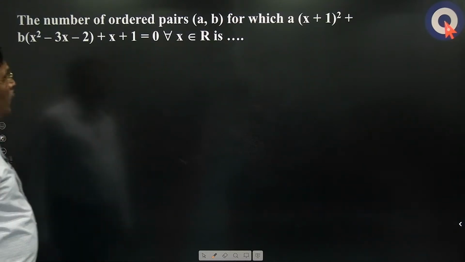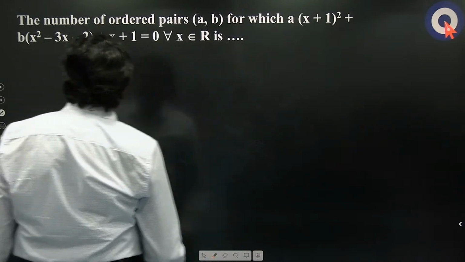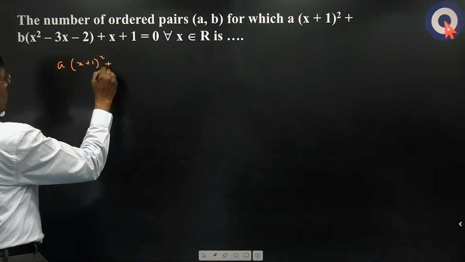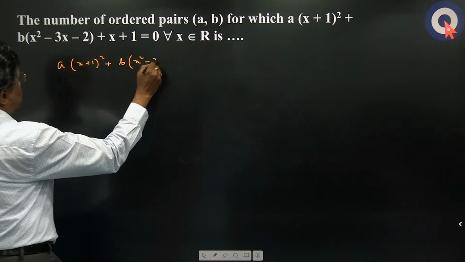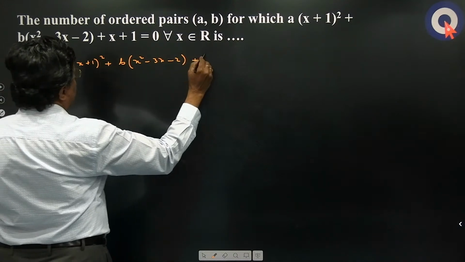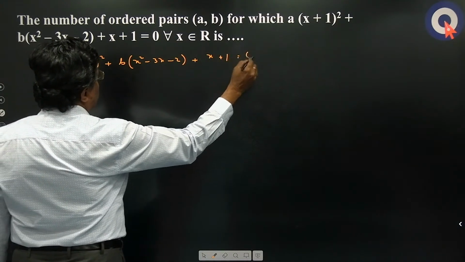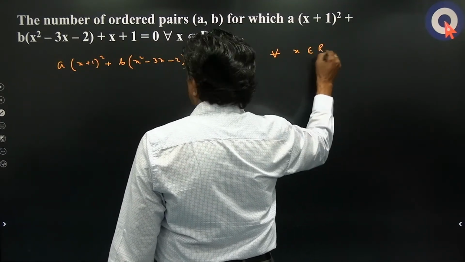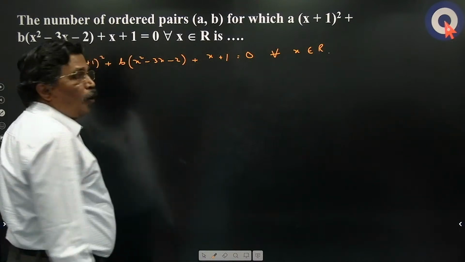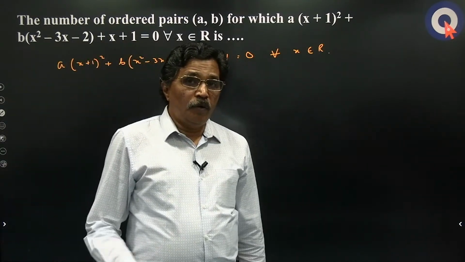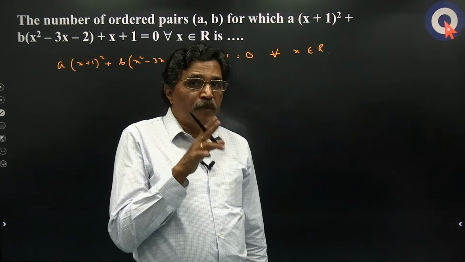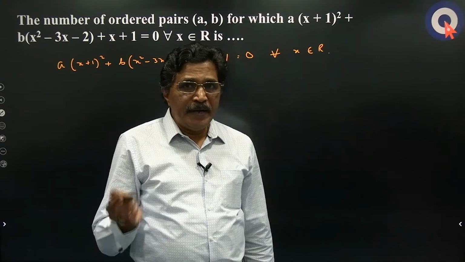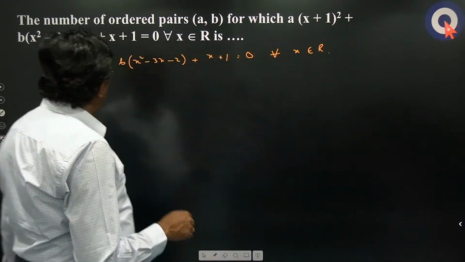The number of ordered pairs (A, B) for which A(x + 1)² + B(x² − 3x − 2) + x + 1 = 0 for all x belongs to R. Now what is this? It should become 0 for all x belongs to R, which means it should vanish identically.